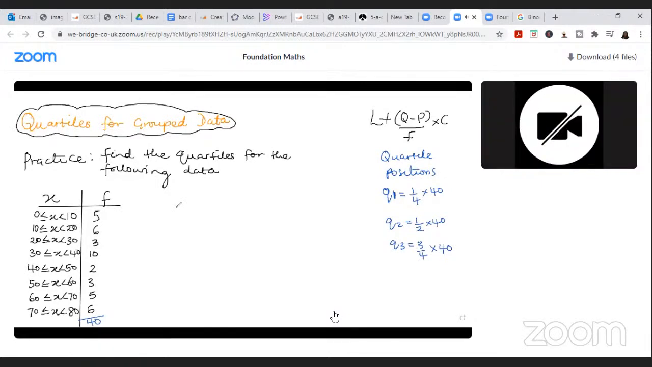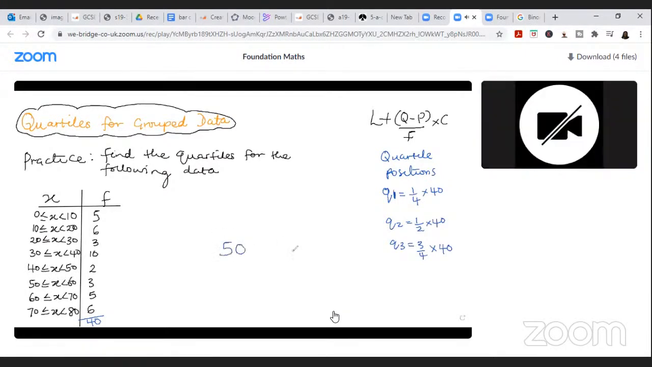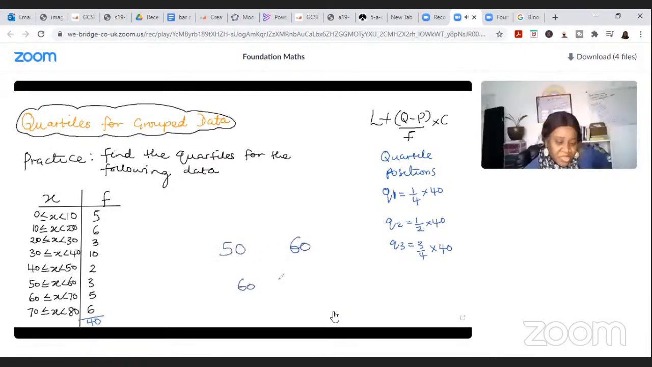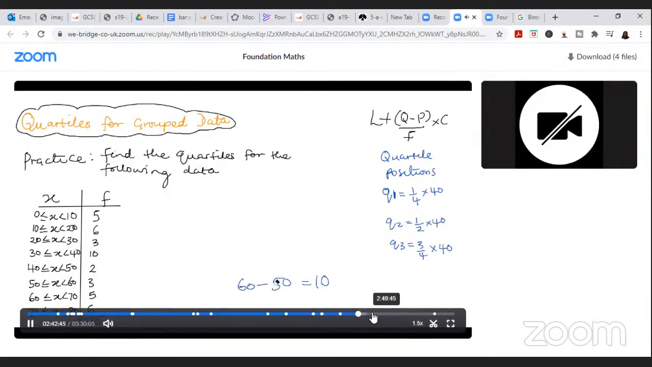Excuse me, what is C? C is the class width, the quartile class width. You know what that means? If the class is 50 to 60, then it's 60 minus 50, which equals 10. Upper class minus lower class. Yeah, I got it. Thank you.